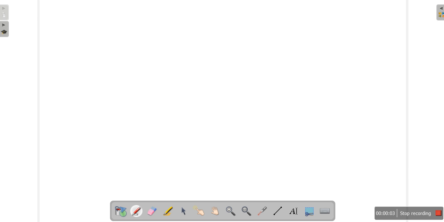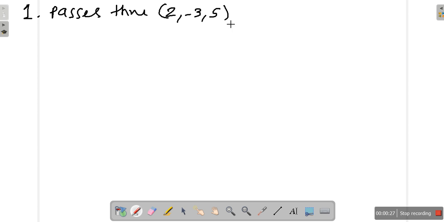Okay friends, in the second part, let us solve some more examples on lines in space. So let us solve an example here. A line passes through the point (2, -3, 5) and makes equal angles with the axis.